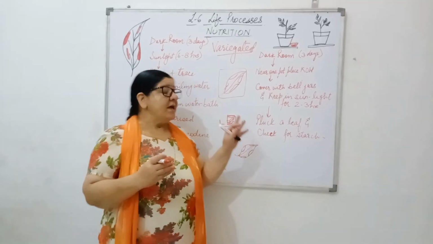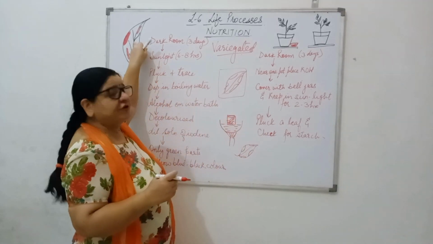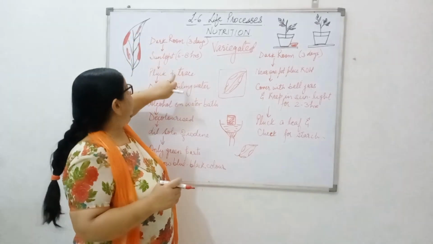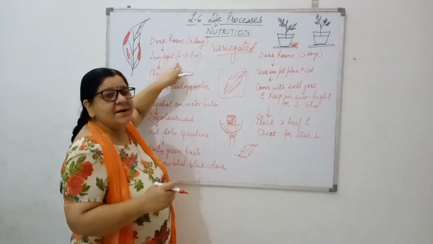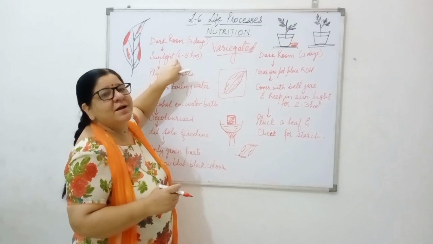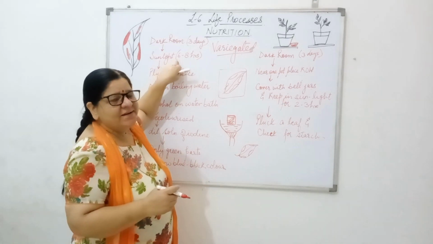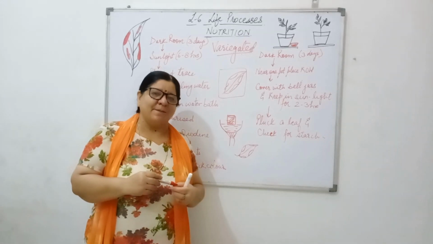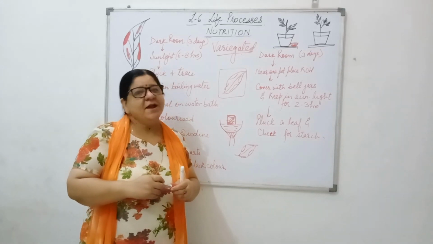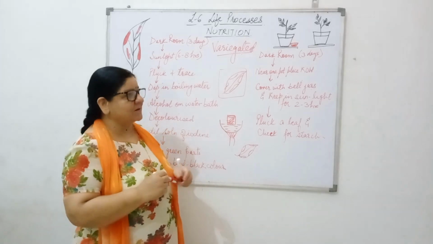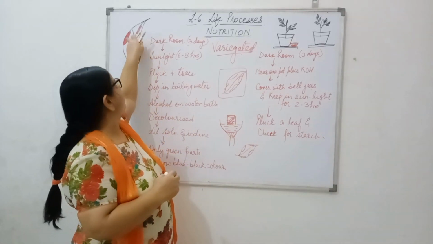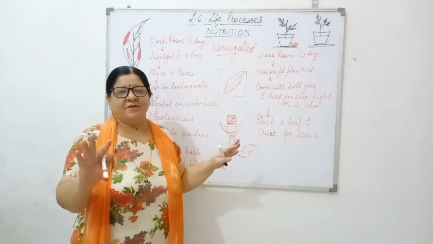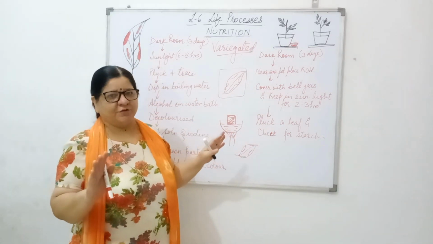So this shows that only the green portion of the leaf which was having chlorophyll prepared starch when it was put in the sunlight. So this proves that chlorophyll is very much important, very much necessary for the process of photosynthesis. Wherever chlorophyll was not present, there were different color patches, it did not prepare any starch.